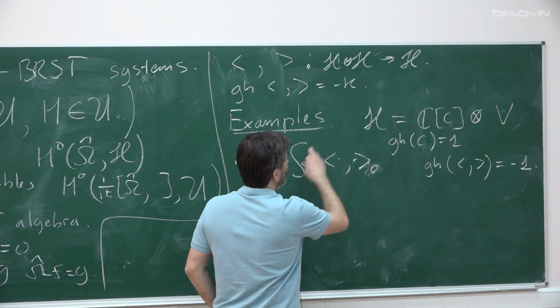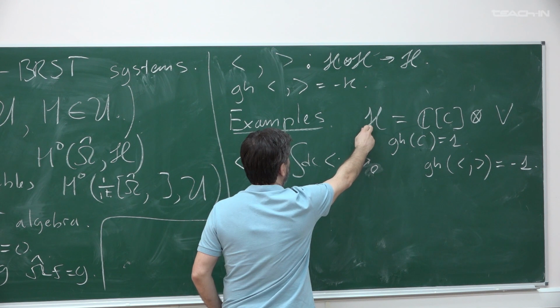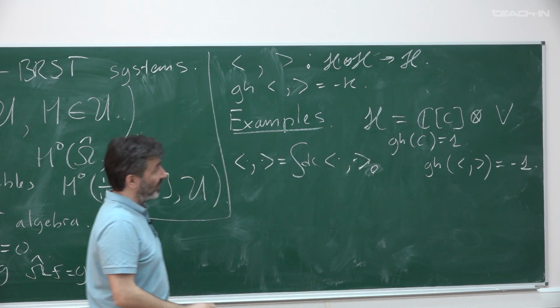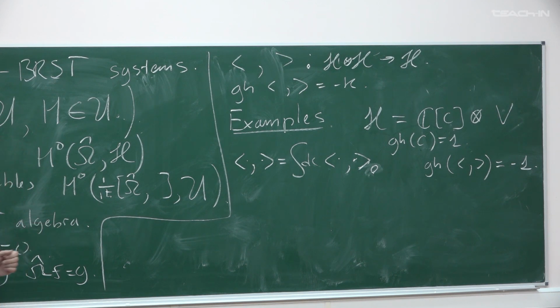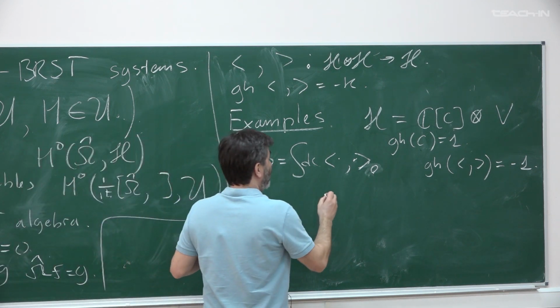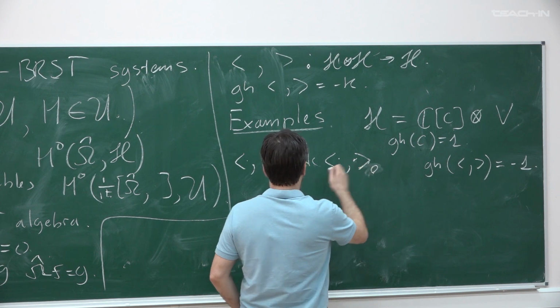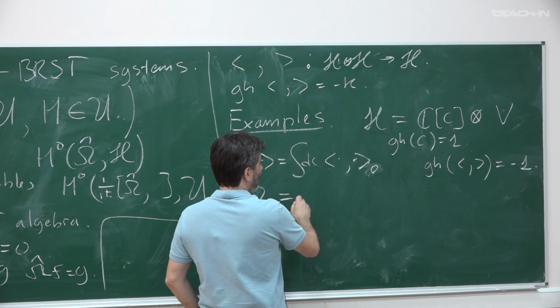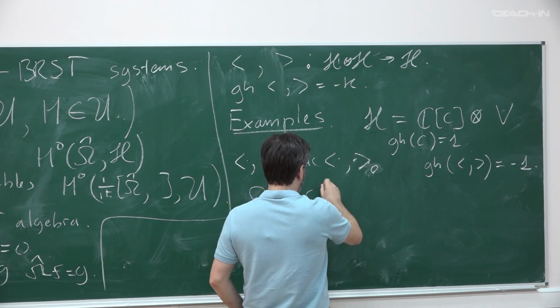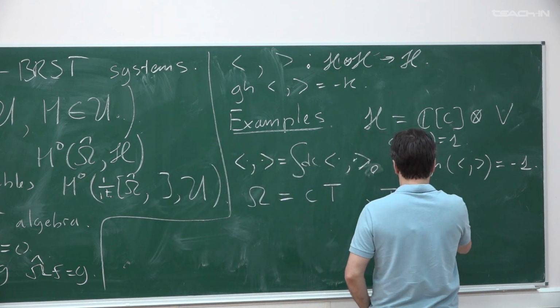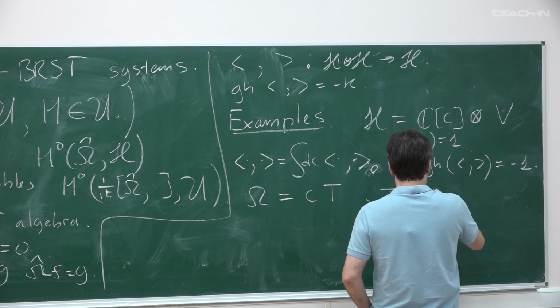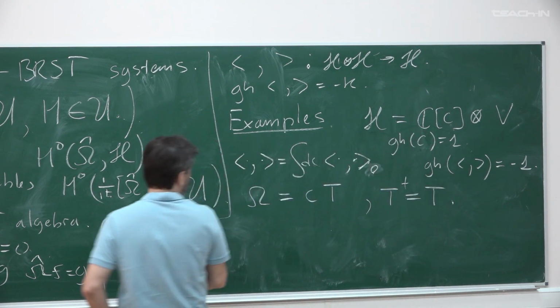Okay, so let's see how we can decompose our representation space into irreducible representations, and what they are going to look like. So omega in this case may only have such a form, and we assume that T dagger equals T, so that omega is self-adjoint.